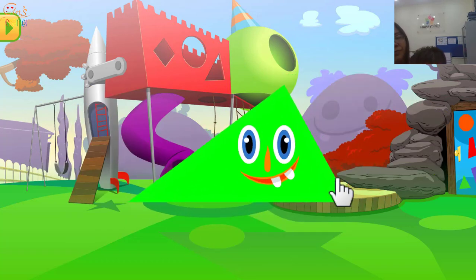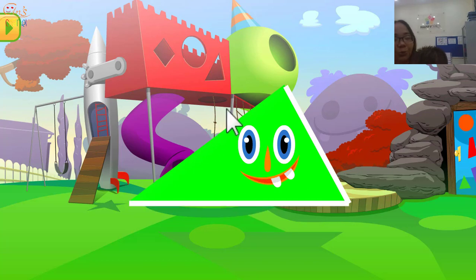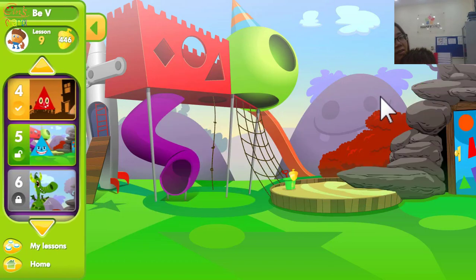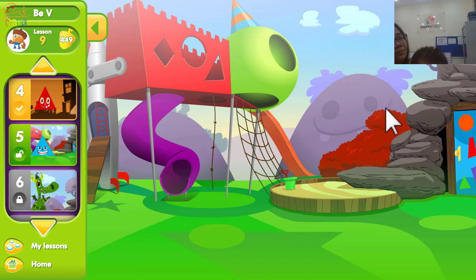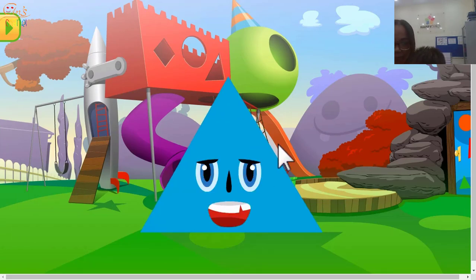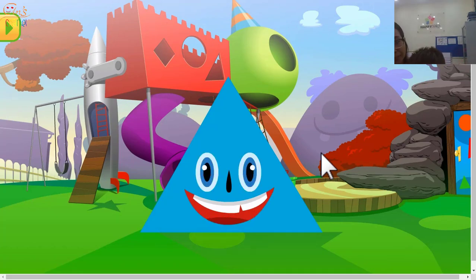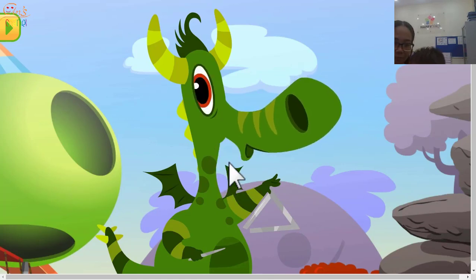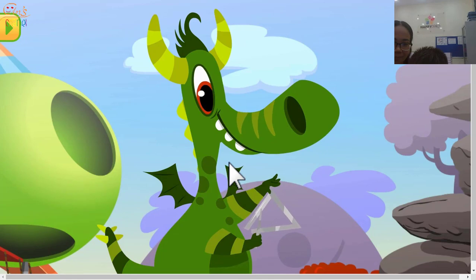Count the three sides. One, two, three sides. Click on the corners. One, two, three corners. Three straight lines and three corners make me a triangle. Hey, Dizzy, can we look for some more triangles? Sure. There are triangles everywhere if you look for them.